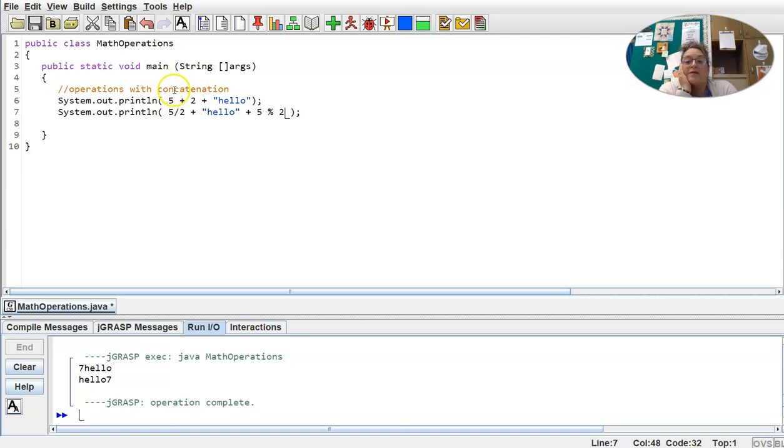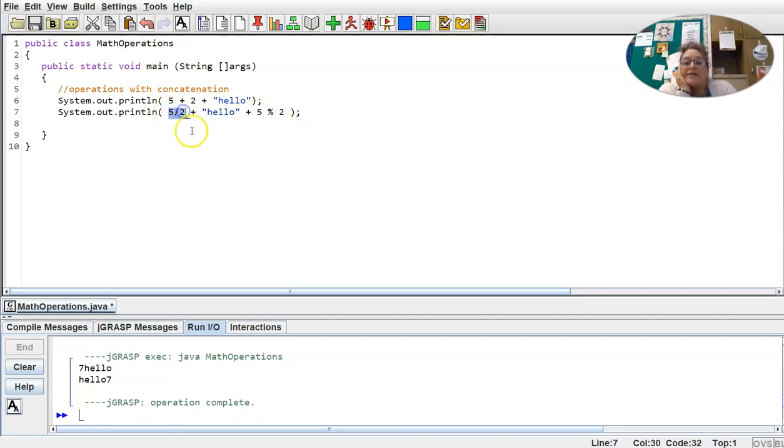prediction was correct. So order of precedence is going to be parentheses first, and we don't have any of those inside of the print line method. Then next we look for exponents, then multiplication, division, and modulo from left to right. So here we have a division, 5 divided by 2. This is integer division though, so the answer will not be 2.5 because these are not doubles. Right? Instead, it's going to return just the truncated form. So 5 divided by 2 is 2 in integer division.